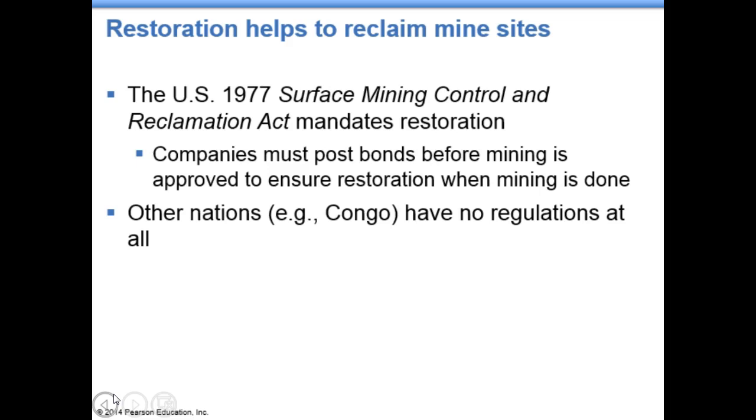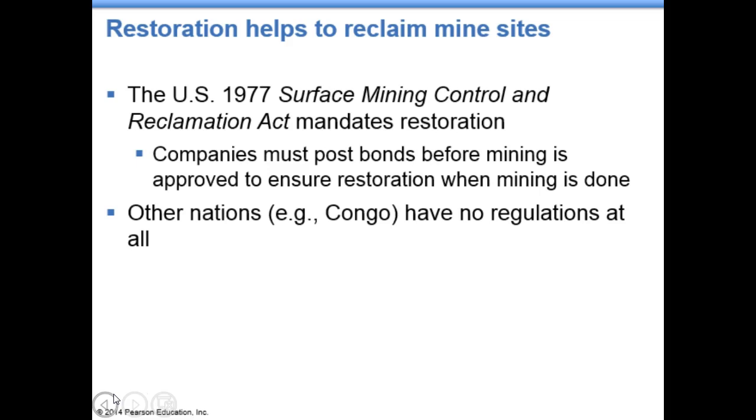In 1977, they established the Surface Mining Control and Reclamation Act, and this mandates that restoration happens. It requires the companies to post bonds before mining can be approved, to ensure that there will be money for restoration when mining is done. If the company is not successful and backs out, there will still be money so that the government can go in and restore the land.